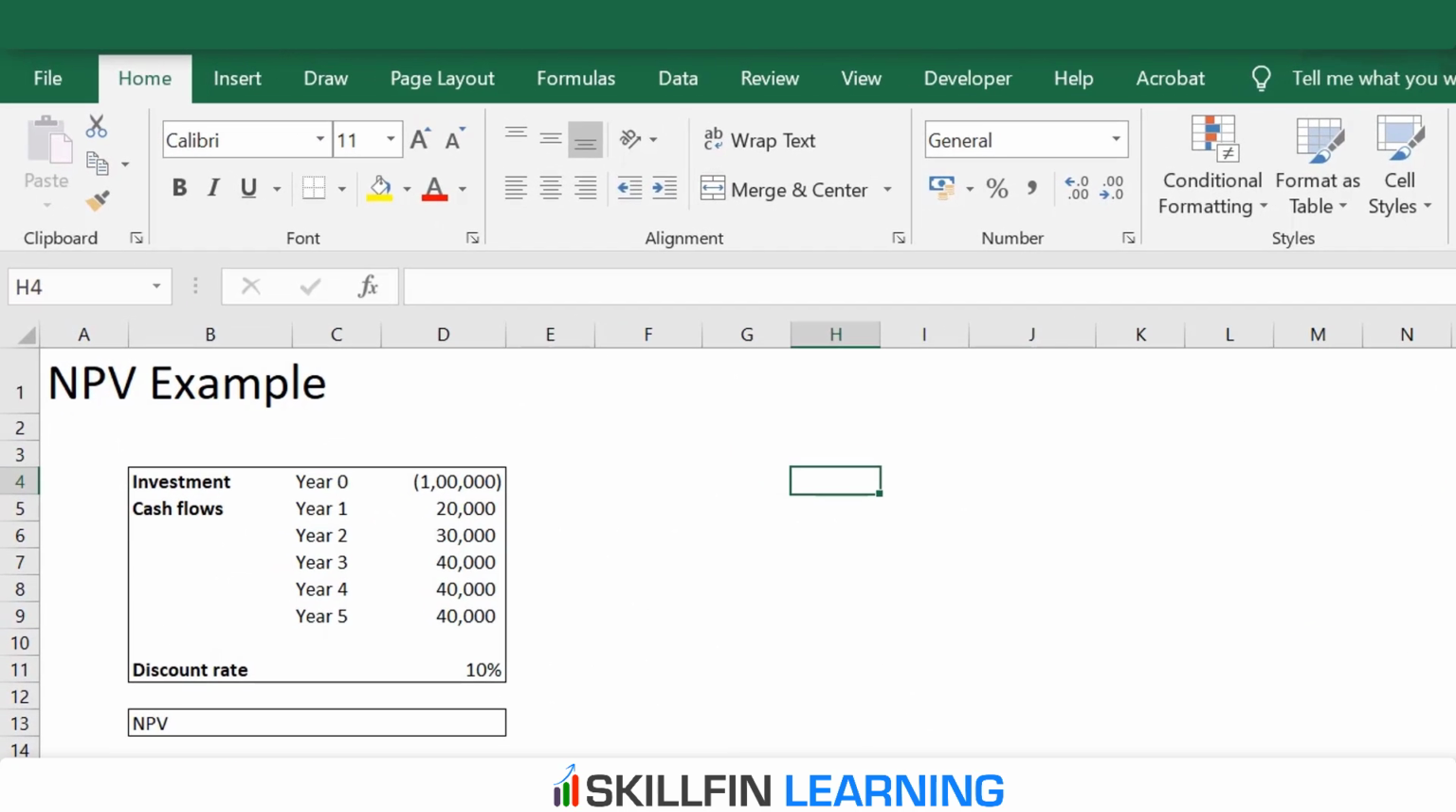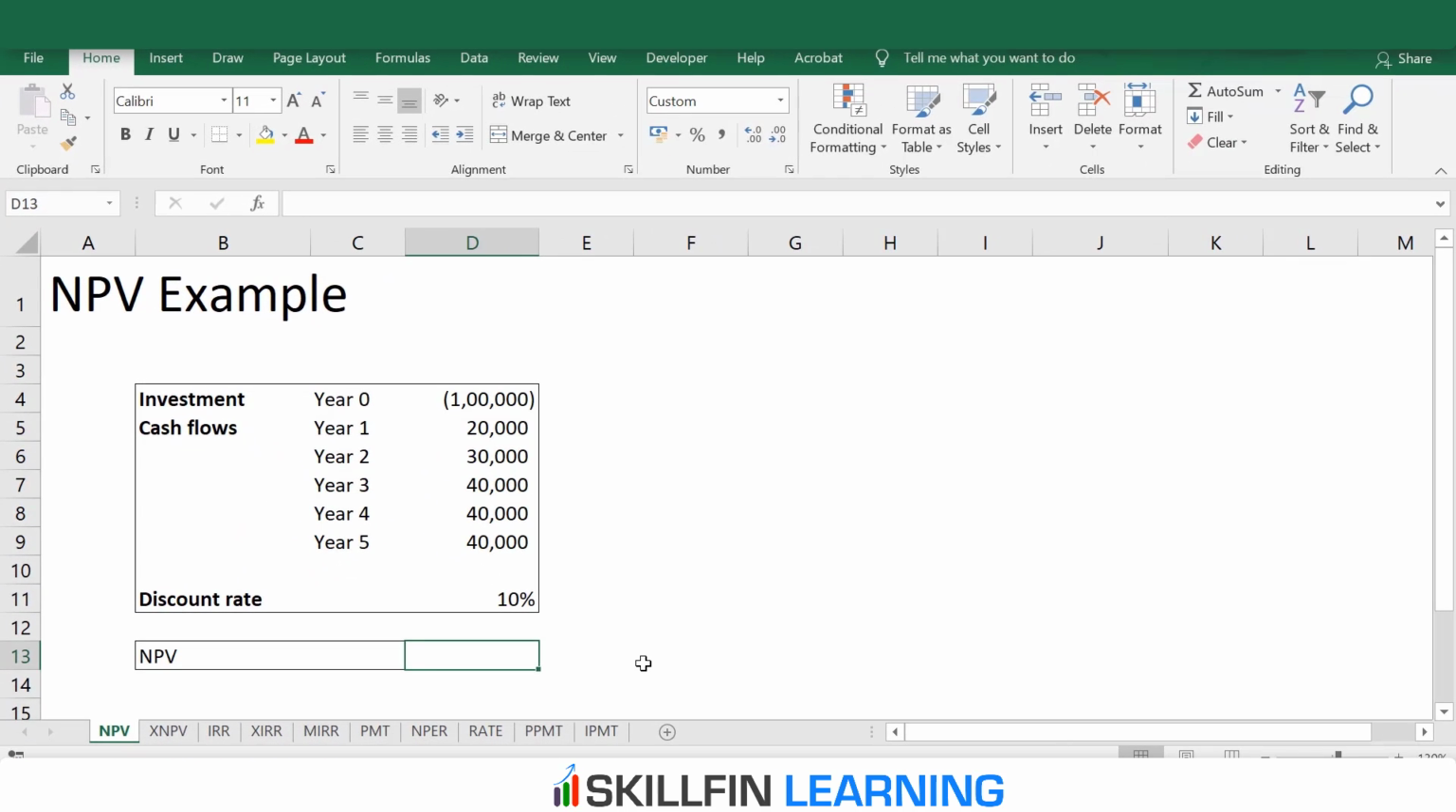We are considering the financial viability of an investment. The cash flows of the investment are as follows. At the start of the project, you have to make an investment of $100,000 and then you get positive cash flows from year 1 onwards. The discount rate or cost of capital for financing this project is 10%.